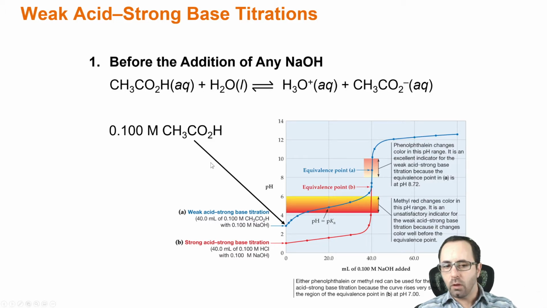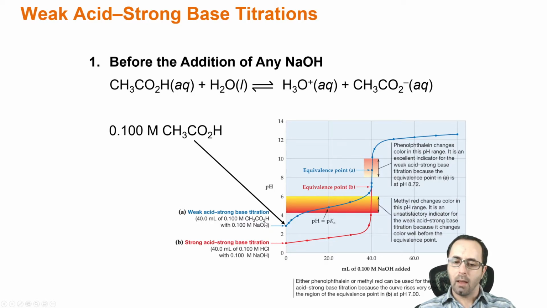So when we first start out, we have 0.1 molar acetic acid. And unlike when we have 0.1 molar strong acid, hydrochloric acid, the pH is not 1 because the hydrochloric acid completely dissociates. So if you have 0.1 molar of HCl, you have 0.1 molar of H+, and the negative log of 0.1 is 1, so the pH is 1.